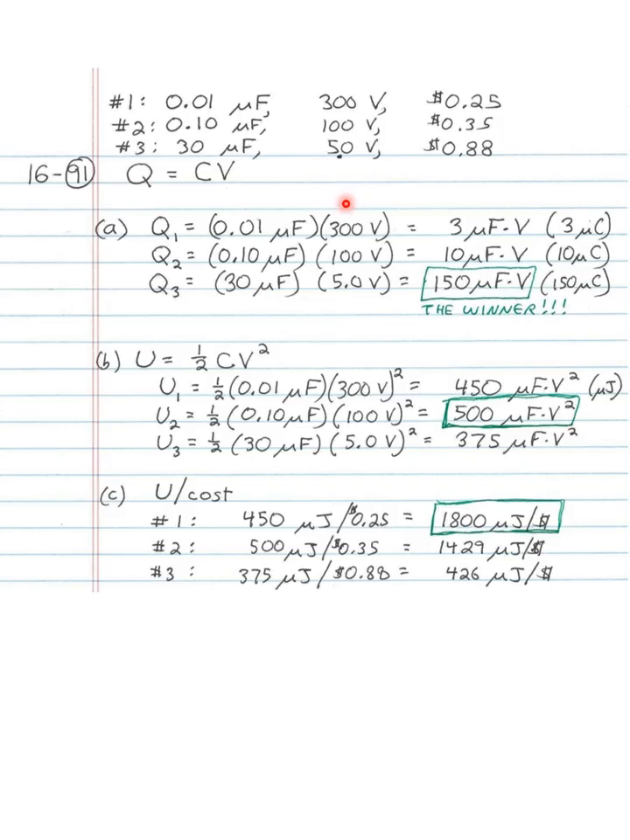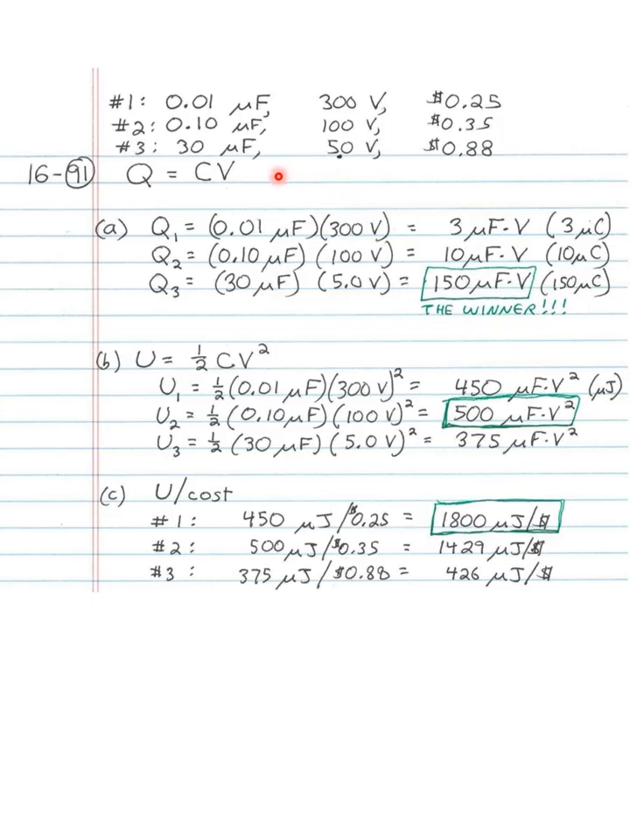Since they're all given in microfarads consistently and volts, I'm not even going to bother to convert to MKS units. That's one unnecessary step, and with each step you take, you're prone to making an error. And so I always want to reduce the number of unnecessary steps. Let's just leave it in microfarad volts instead of farad volts or coulombs.